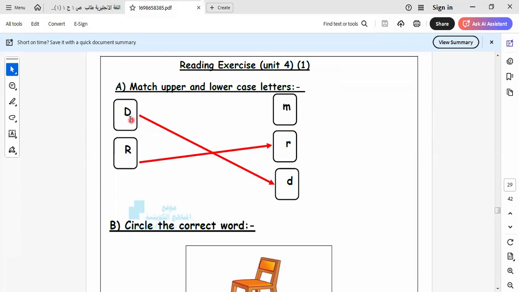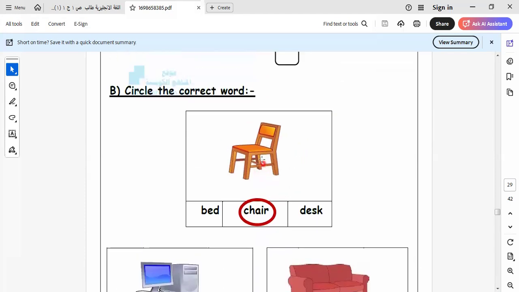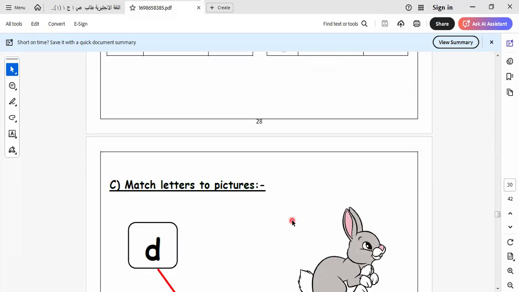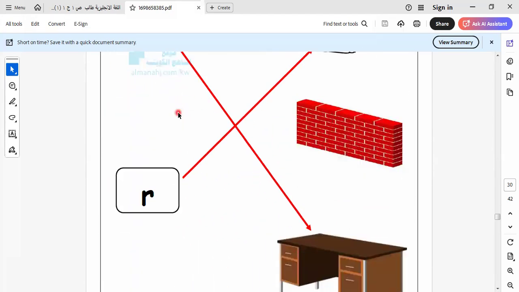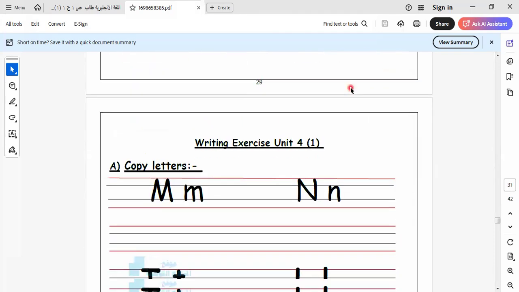Let's answer together. Here is capital D. Where is the small d? This is the small d. Capital R and small r. What is this? It's chair, so I select chair. What is this? Computer. What is this? Sofa. So you can select this. Here is D. This D is for desk. R for rabbit, as we learned during the lesson.